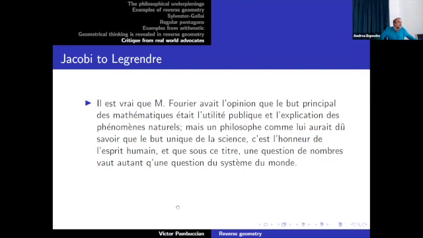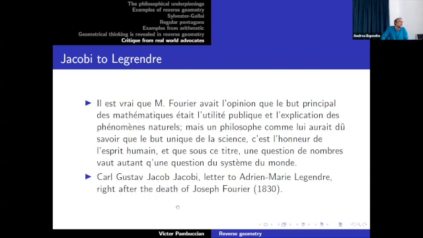And a similar answer came from Jacobi to Legendre, who, after the death of Fourier, he says, il est vrai que Monsieur Fourier avait l'opinion que le but principal des mathématiques était l'utilité publique et l'explication des phénomènes naturels. Mais un philosophe comme lui aurait dû savoir que le but unique de la science, c'est l'honneur de l'esprit humain, et que sous ce titre, une question de nombre vaut autant qu'une question du système du monde.